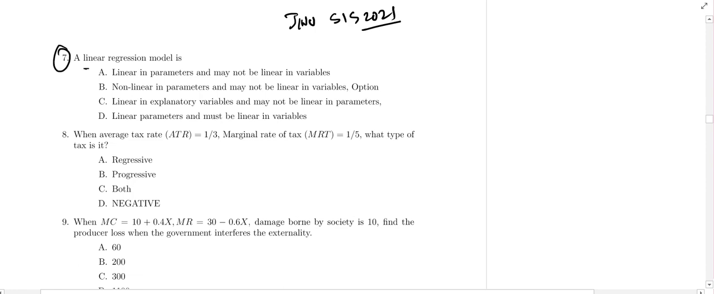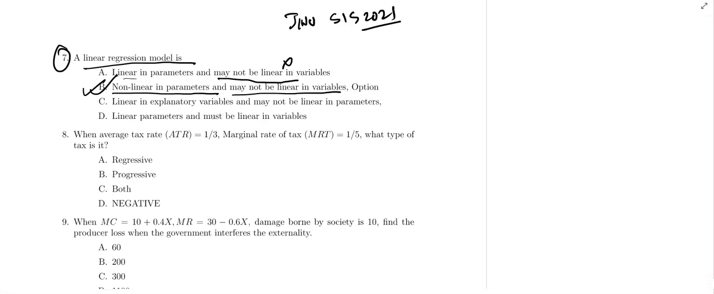So this question is, a linear regression model is given, and they have asked us what a linear regression model is. Linear in parameters, but may not be linear in variables, or non-linear in parameters and may not be linear in variables? Yes, the first is the correct answer. So 7 is B. Only one option is correct, but we're going to check the others as well.